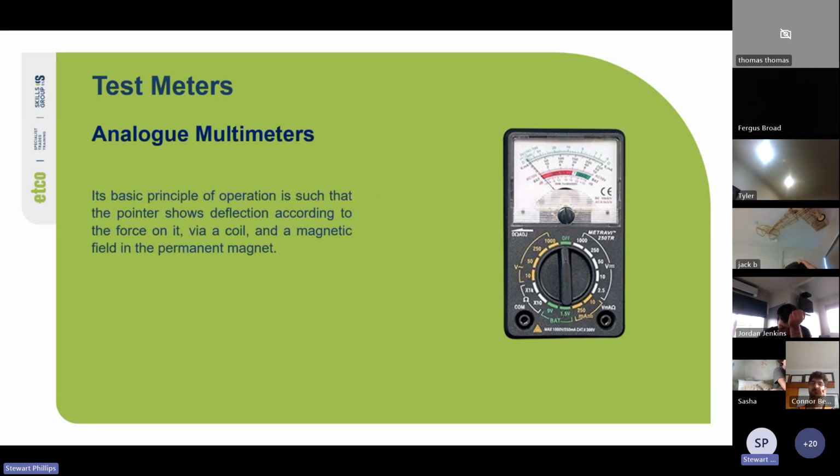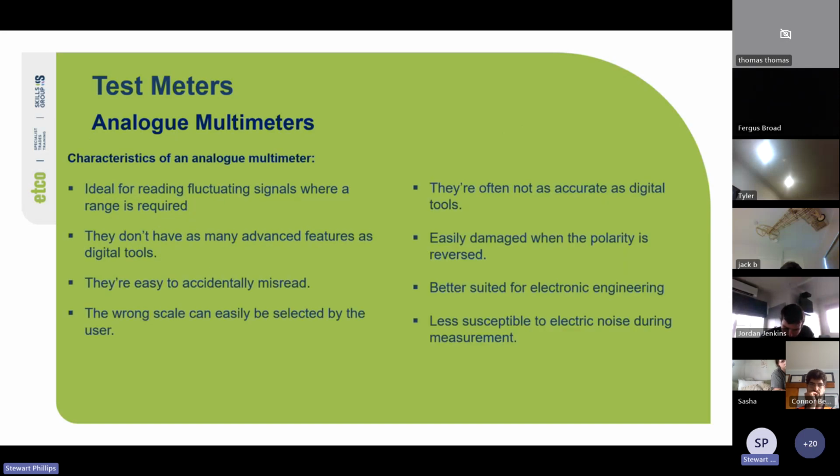Its basic principle of operation is such that the pointer shows deflection according to the force on it via a coil and a magnetic field in the permanent magnet, and that permanent magnet may become demagnetized over time, decreasing accuracy. So they're ideal for reading fluctuating signals where a range is required. They do not have as many advanced features as digital tools. They're easy to accidentally misread.